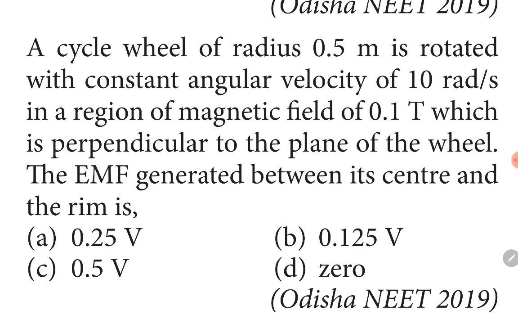Guys, whenever a conducting rod is rotated in a magnetic field, EMF generated is given by the formula B omega L square divided by 2. Guys, in this question, length of the rod will be length of the spokes of the wheel, which will be radius of this wheel. So this is the main concept of this question. Let's observe this in the solution in the next slide.